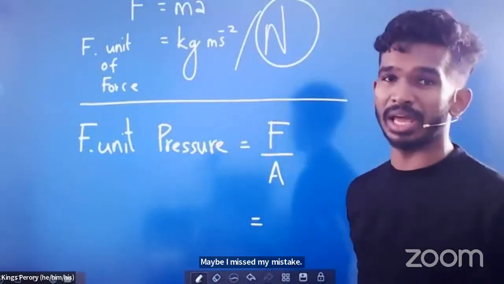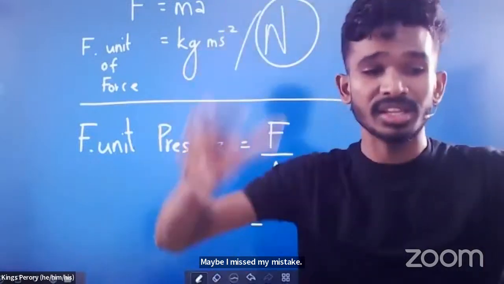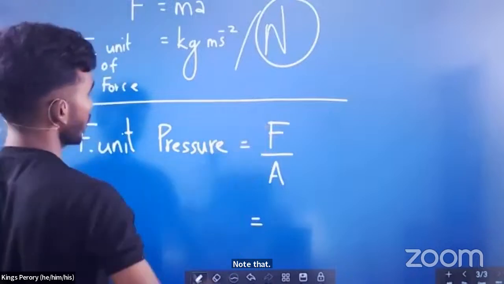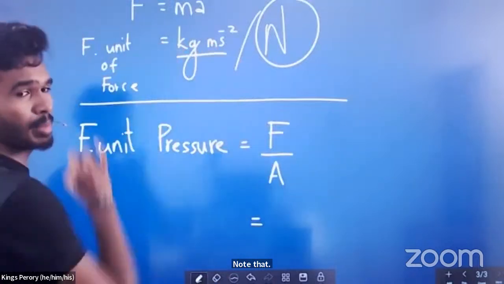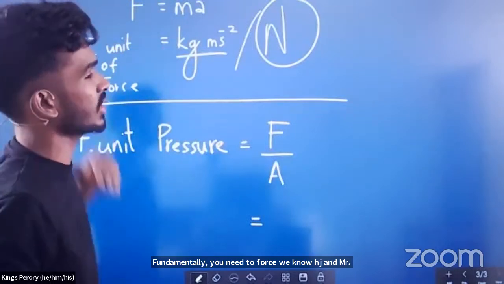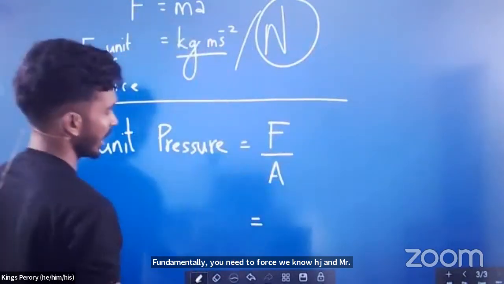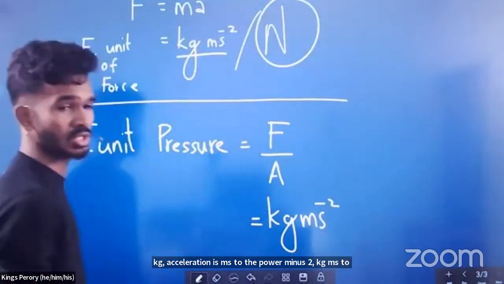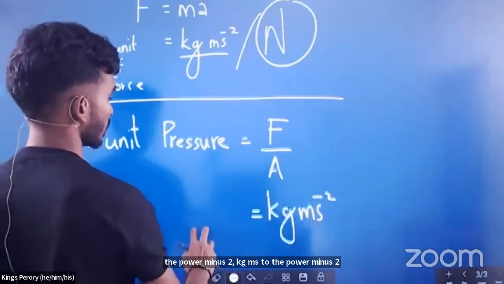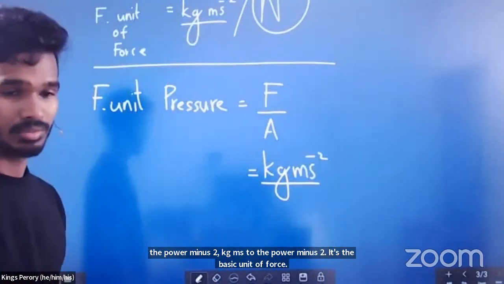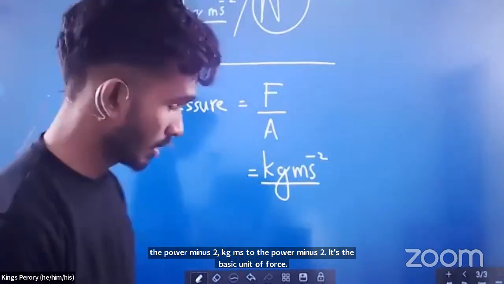Newton, you can't apply the right unit. You need everything in the base form, the fundamental form. The fundamental unit of force is kg m s to the power minus 2. Why? Mass is kg, acceleration is m s to the power minus 2. What's the basic unit of area? Meter square.